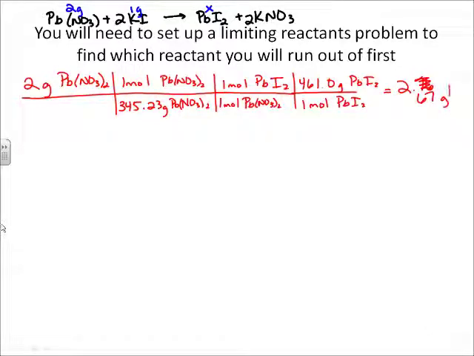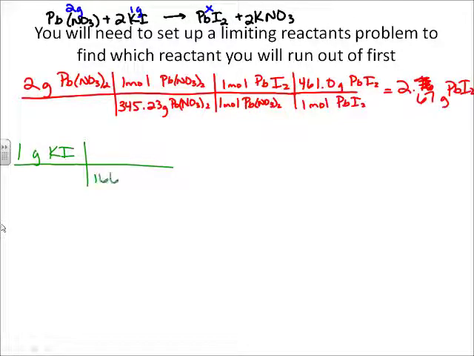Alright, so now we do another stoich problem, this one from 1 gram of potassium iodide. We're going to do the same steps. This is the molar mass of potassium iodide.